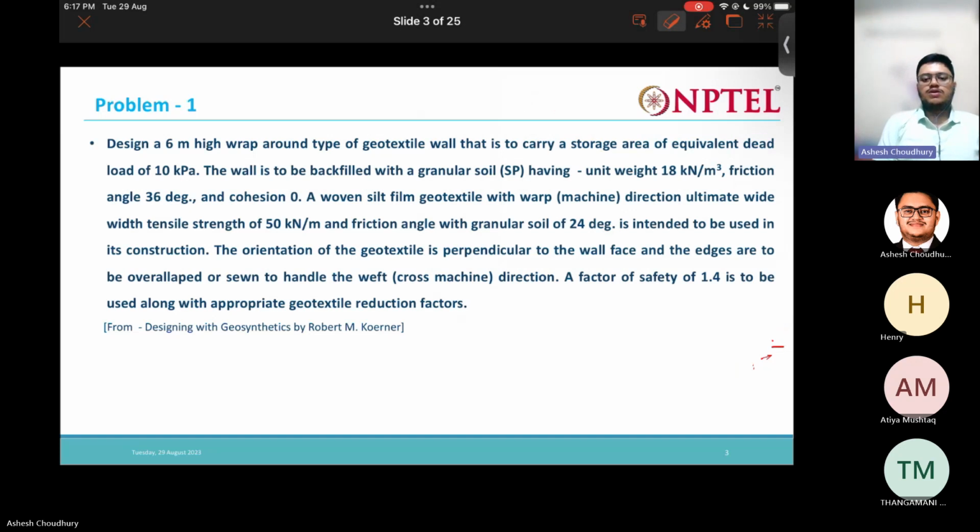A factor of safety of 1.4 is to be used along with an appropriate geotextile reduction factor. Where we use this factor of safety of 1.4, we will see while we solve it. So let us start solving step by step, slowly.